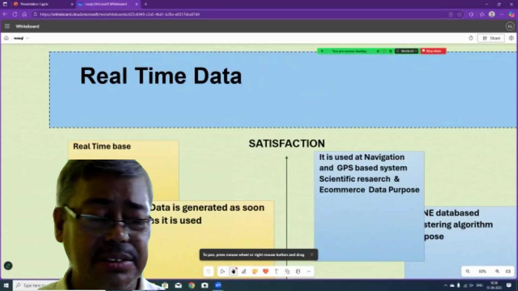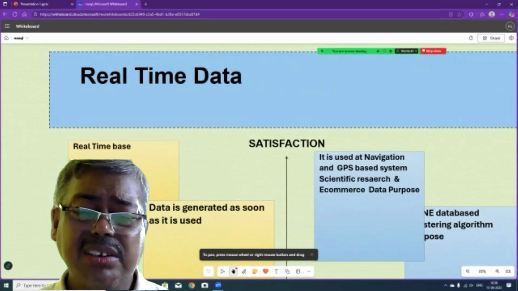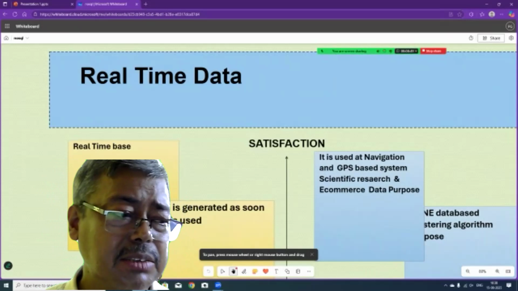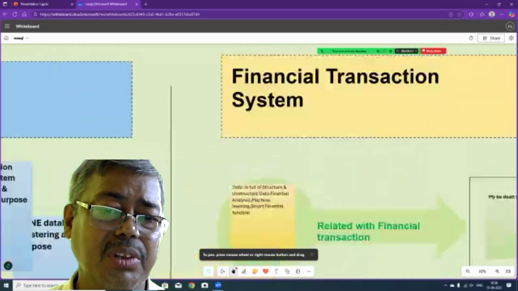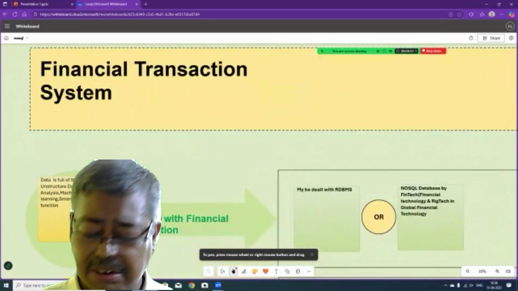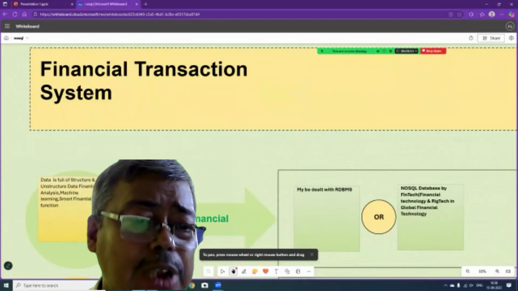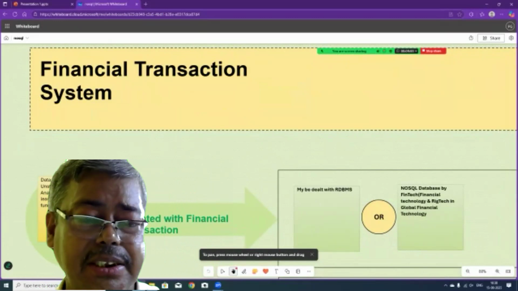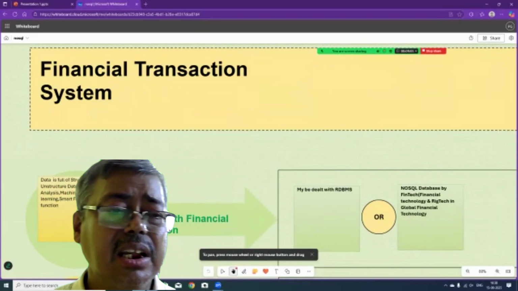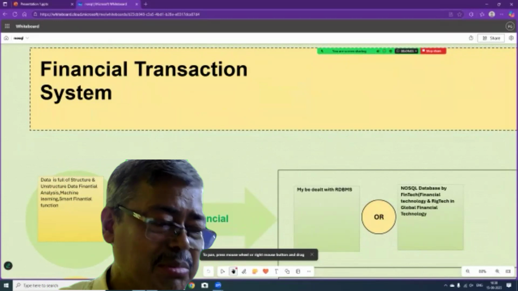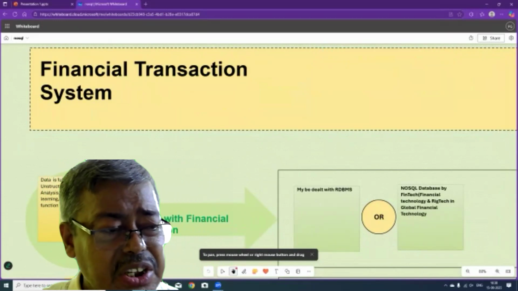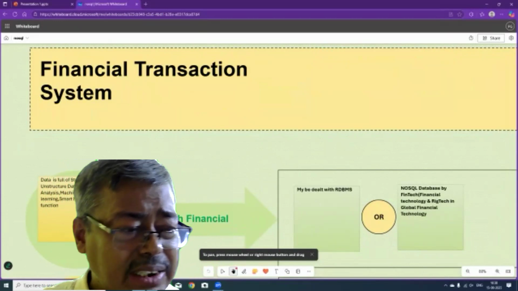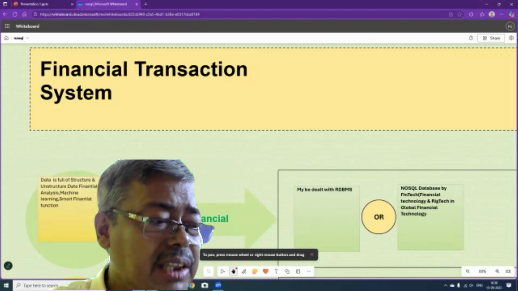It is used as navigation system, GPS-based system, scientific research, and e-commerce data purpose also. Financial transaction system. And before we have discussed the commercial database system, a commercial data related with financial transaction system. Financial mainly related with finance. Financial mainly it is used at banking sector.